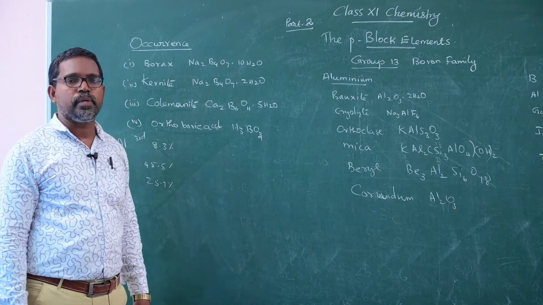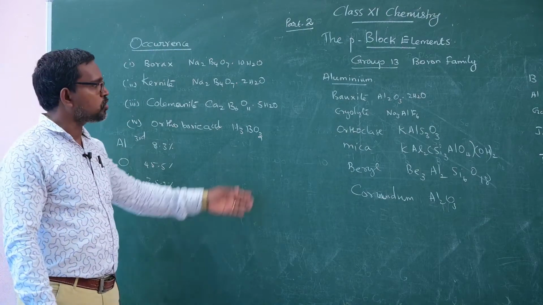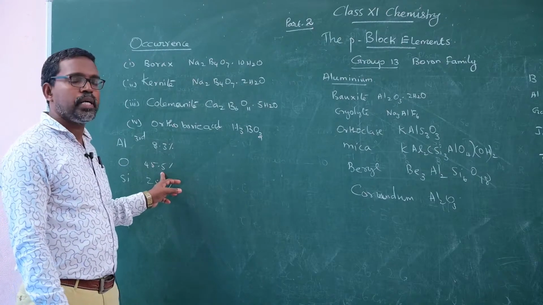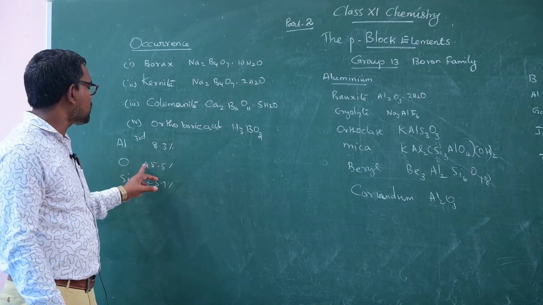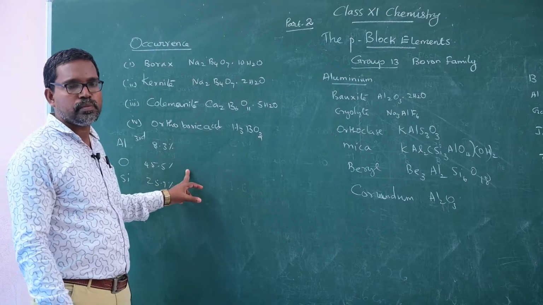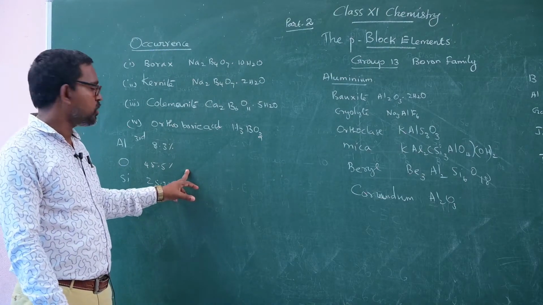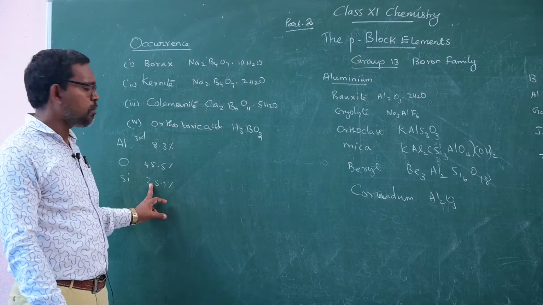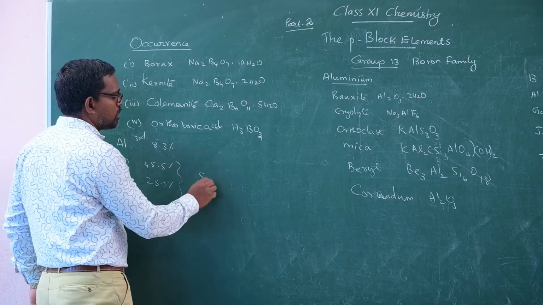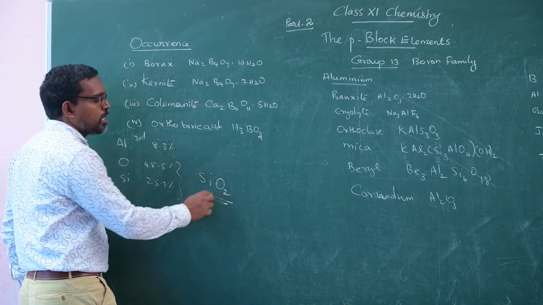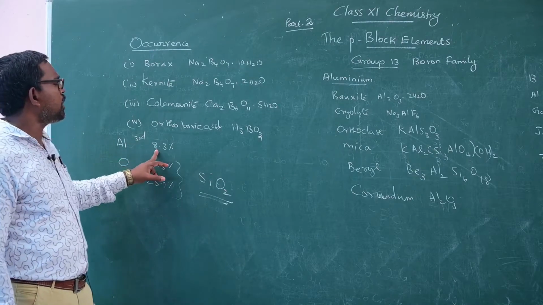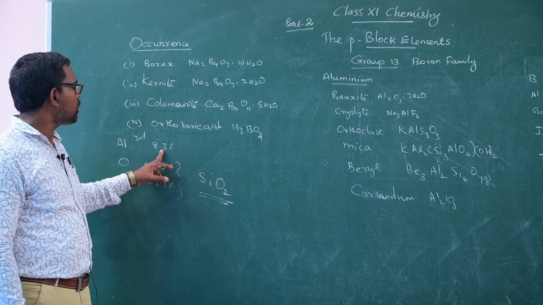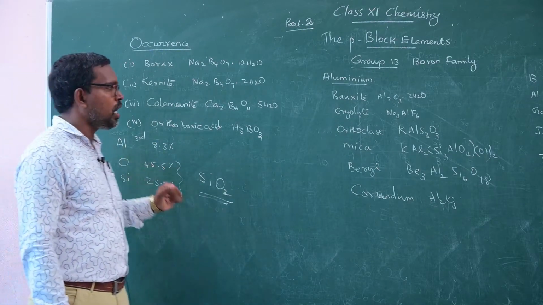And aluminum is the third most abundant element present in the earth crust. The most abundant element in the earth crust is oxygen, 45.5% of the mass of the earth crust. The next is silicon, the second most abundant element. Both exist in the form of silicon dioxide. The third most abundant is aluminum, 8.3% of the total mass of the earth crust.